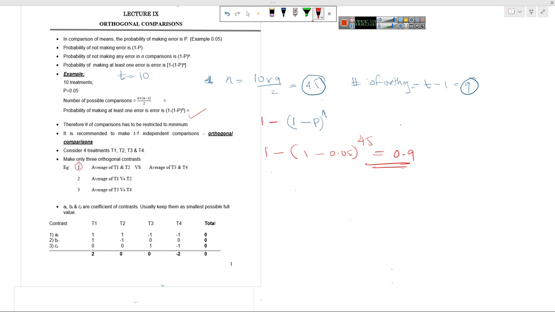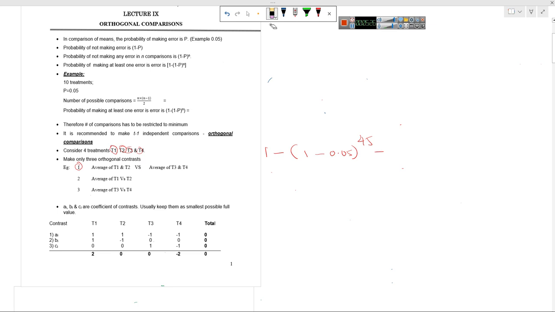Now we will just consider 4 treatments: T1, T2, T3, T4. Don't consider this as treatment. Now I'm going to bring my family here to make you understand this concept of writing orthogonal comparisons. In my family I have my mom, myself, my sister, and my brother also. I will bring them whenever needed.